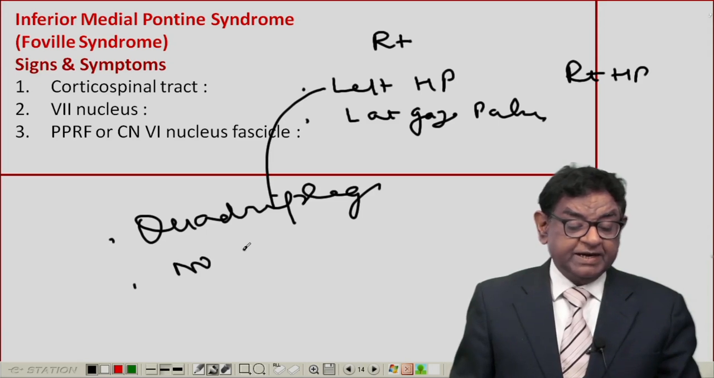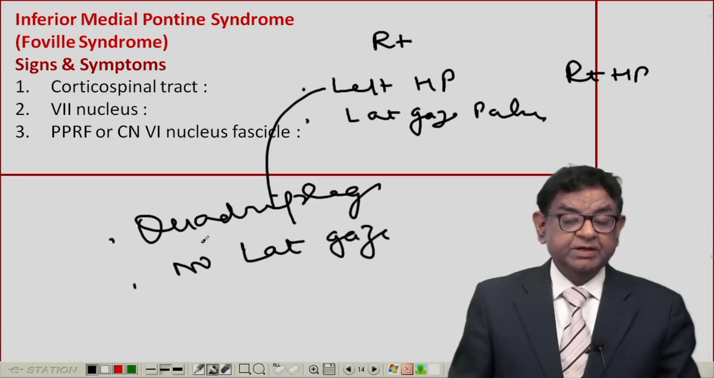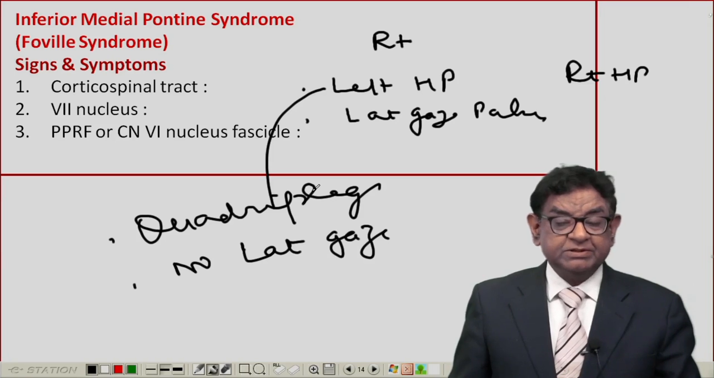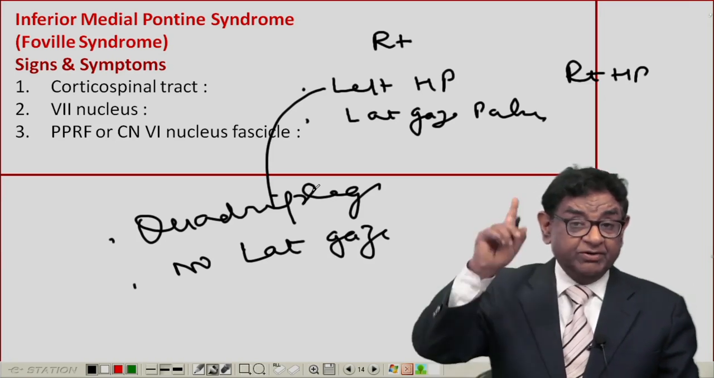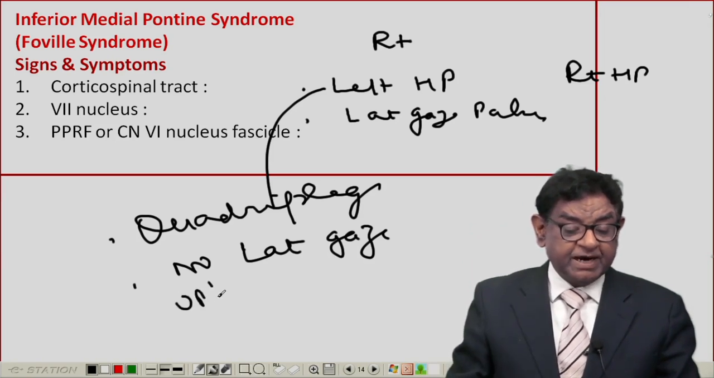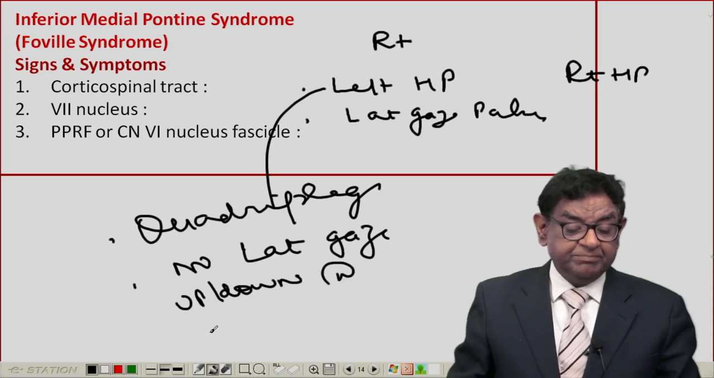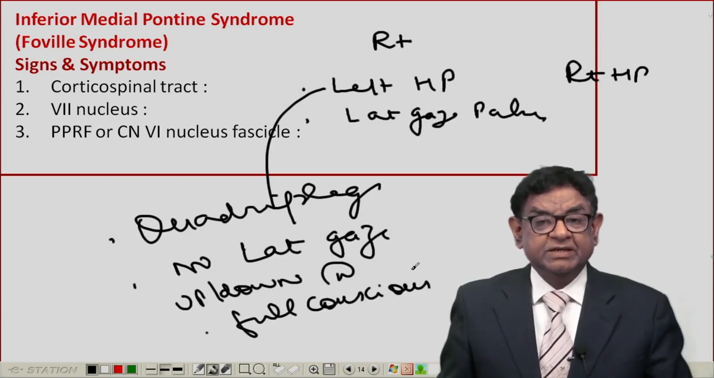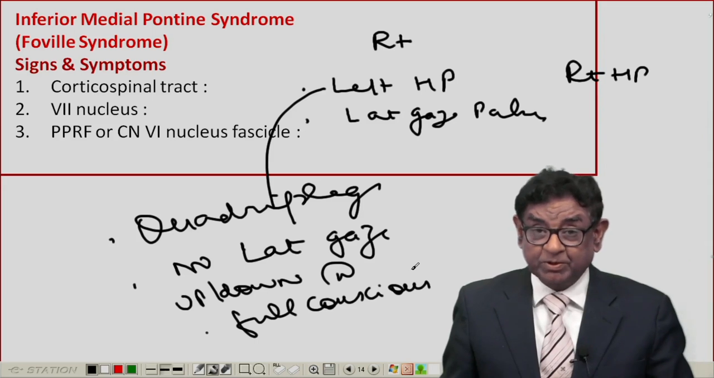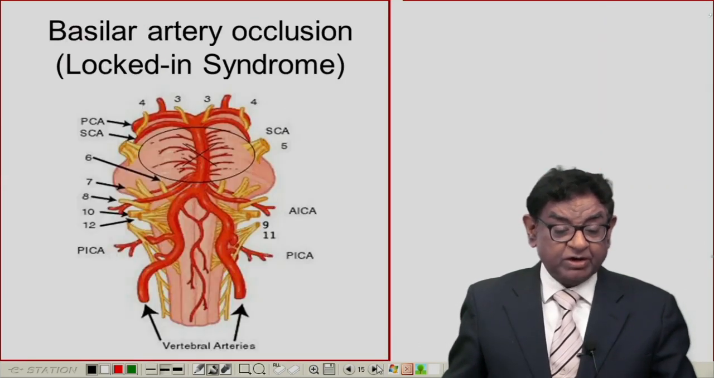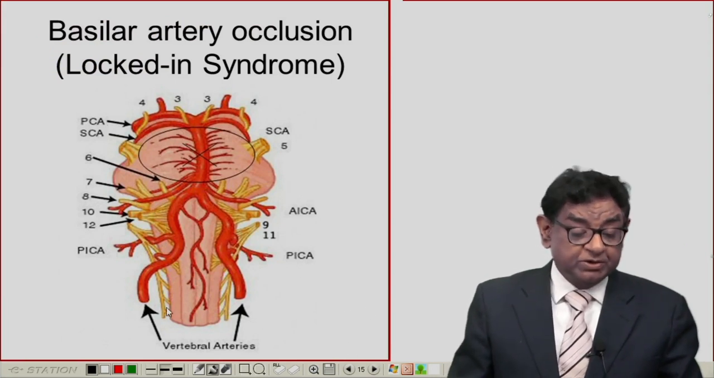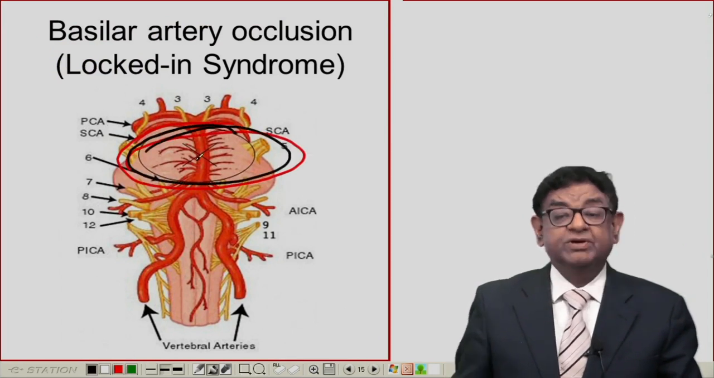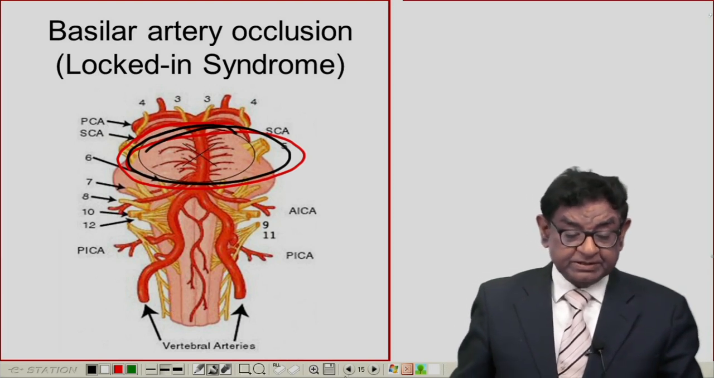There is no lateral gaze. Because of quadriplegia, he cannot move at all. Because of lateral gaze palsy, he cannot look right and left. But vertical upward, up and down movement will be normal. And the patient will be fully conscious. He is conscious and totally paralyzed, and the only movement possible is vertical gaze. This is known as locked-in syndrome. Locked-in syndrome is particularly seen when basilar arteries are involved. Basilar artery branches to the pons are involved, and that leads to locked-in syndrome.